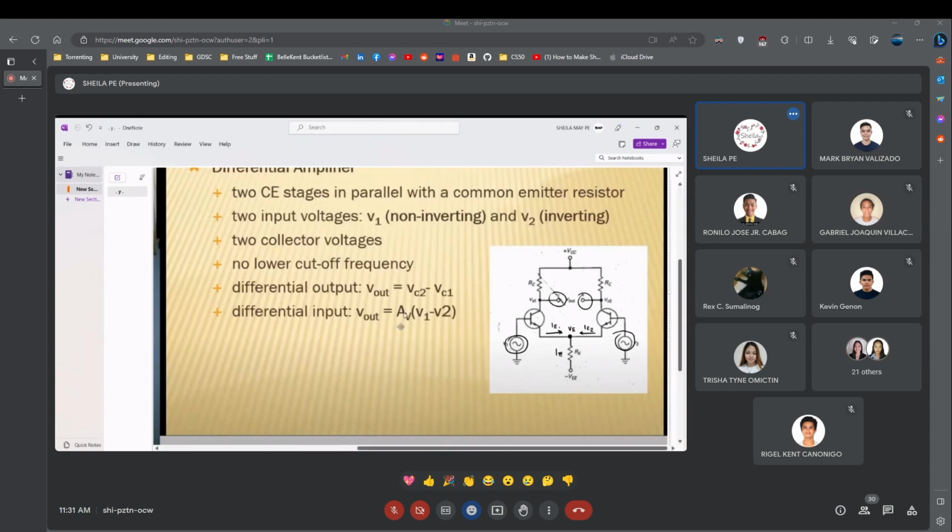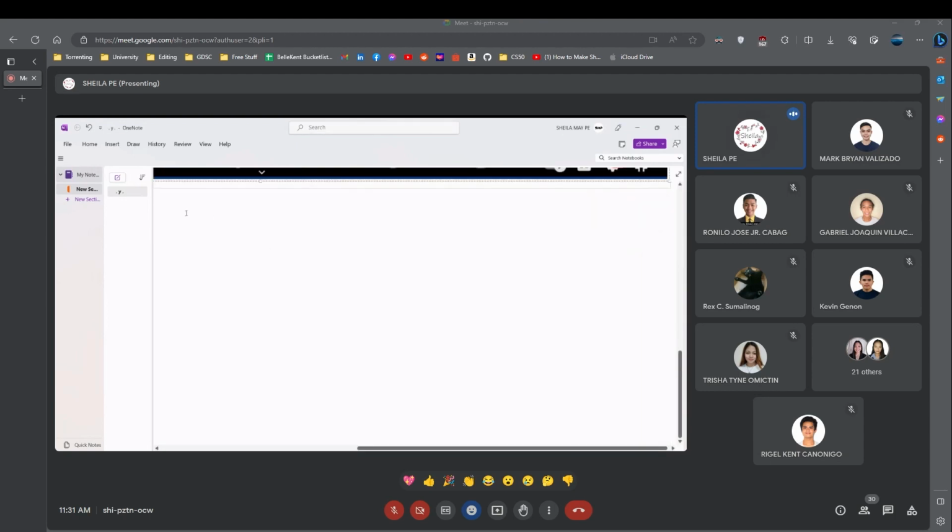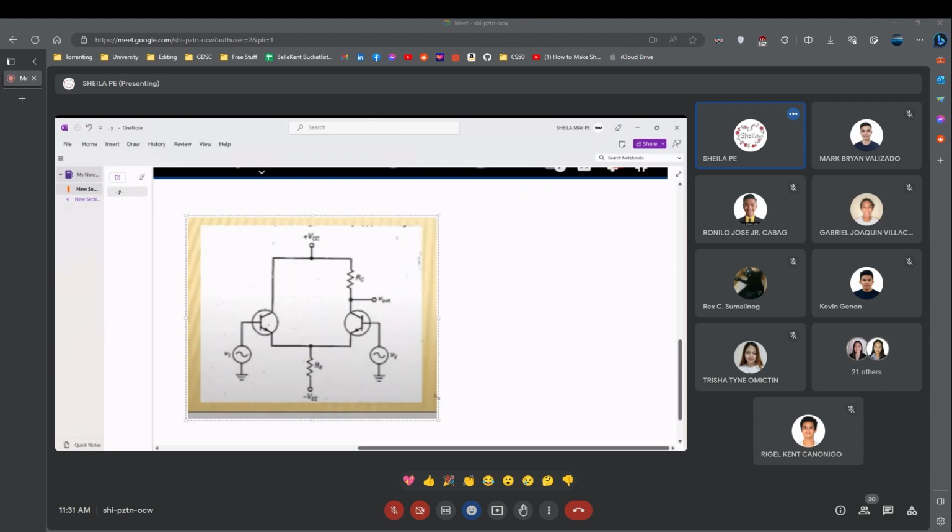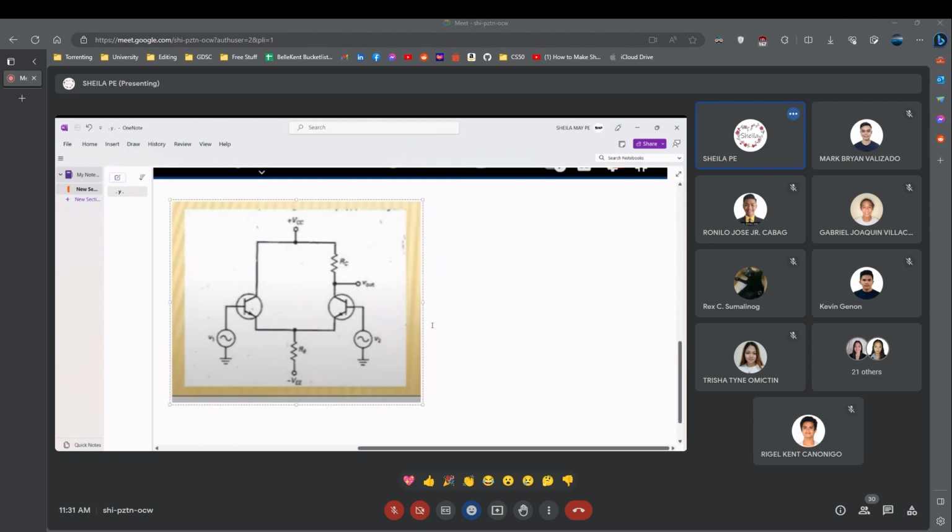I have another picture here from the video. Now this one here is called differential input single-ended output. You can see how I named it. Yes, miss. Okay, we have two inputs here, and we only have one output.